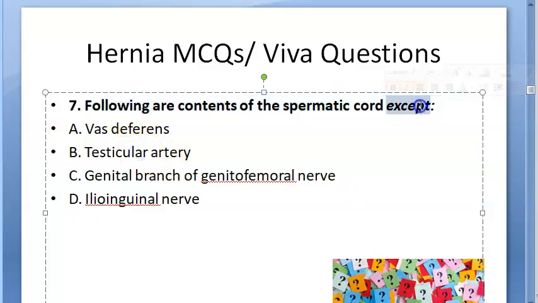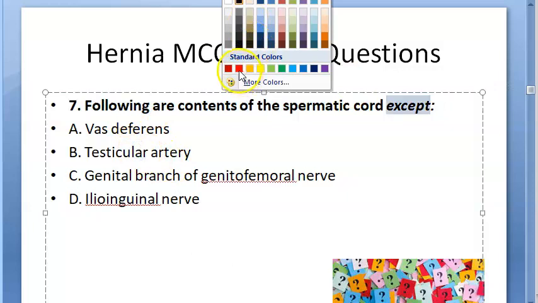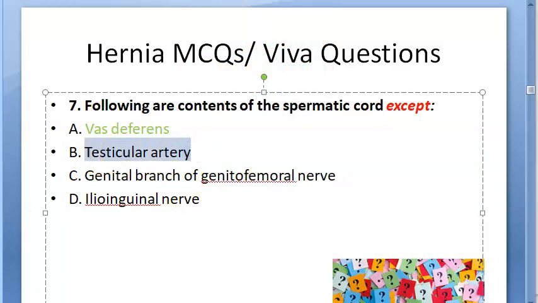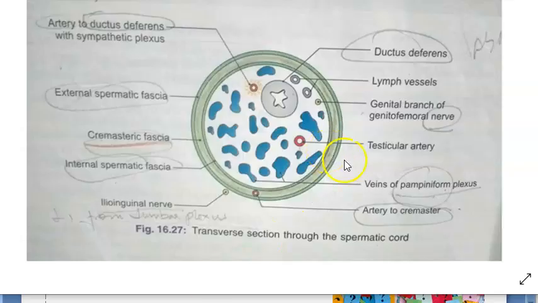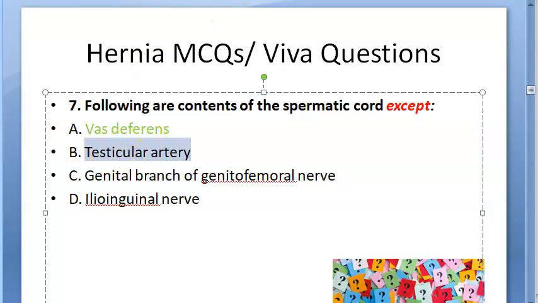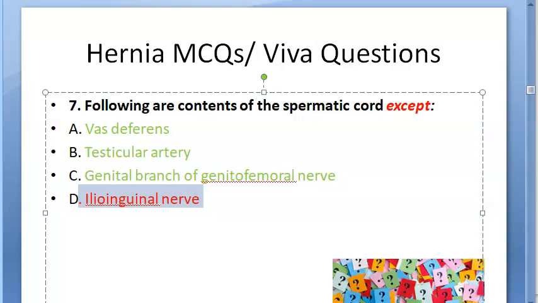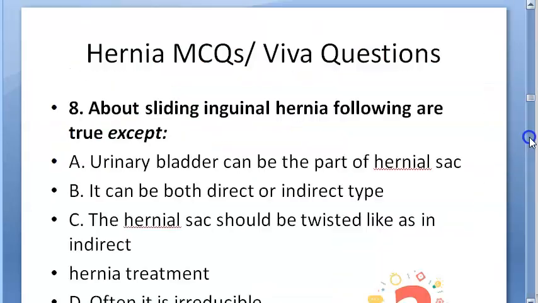Following are the contents of spermatic cord except. They want an except. Vas deferens, yes, it's there. Testicular artery. Did you see a testicular artery here? Go back here. Yes, we saw. Good. So testicular artery is there. Then genital branch of genitofemoral nerve, yes. Ilioinguinal nerve, we saw it is actually outside. So is this the answer? Let's look at the solution. Yes, this is the answer. That's correct. So let's move on to the next question, guys.